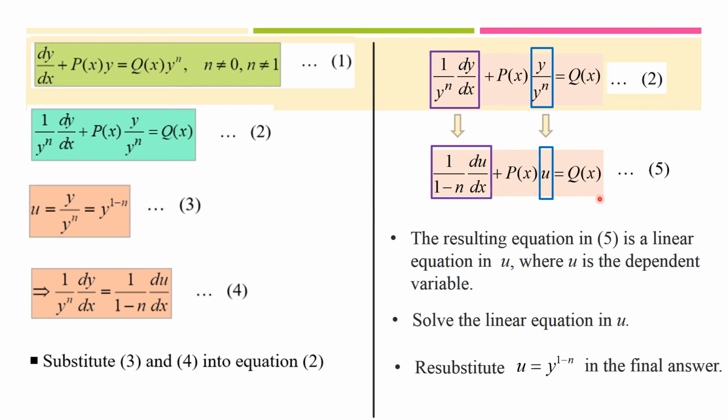Now take note that this equation number 5 is a linear equation where u is the dependent variable. So it is linear in u, and once you've got the linear equation in u, we have to solve the linear equation. Finally, before we get to the final solution, we need to resubstitute u equals y^(1-n).